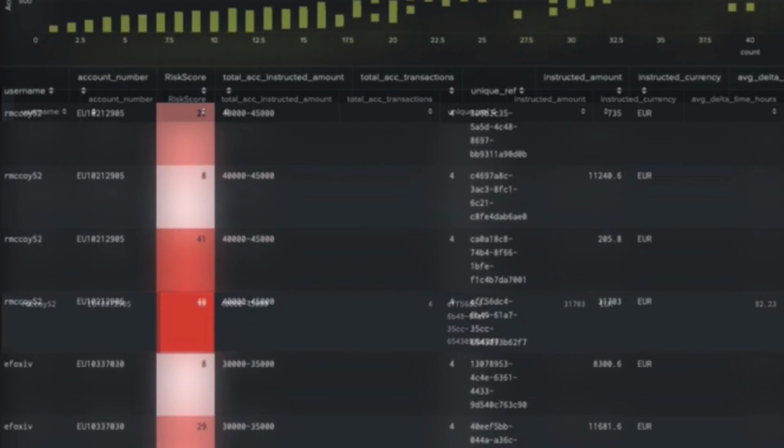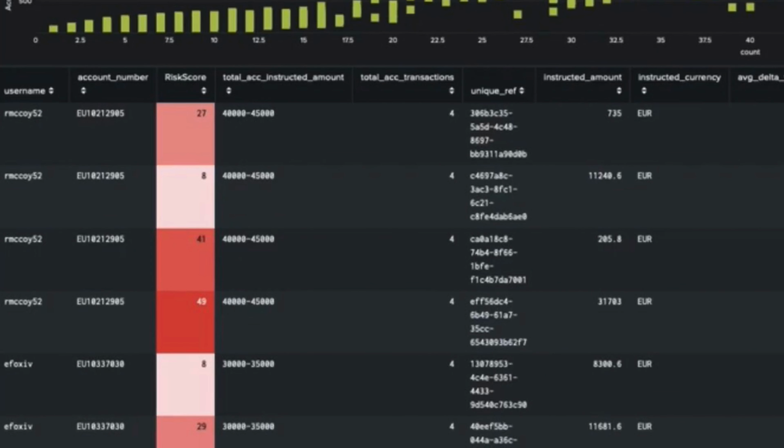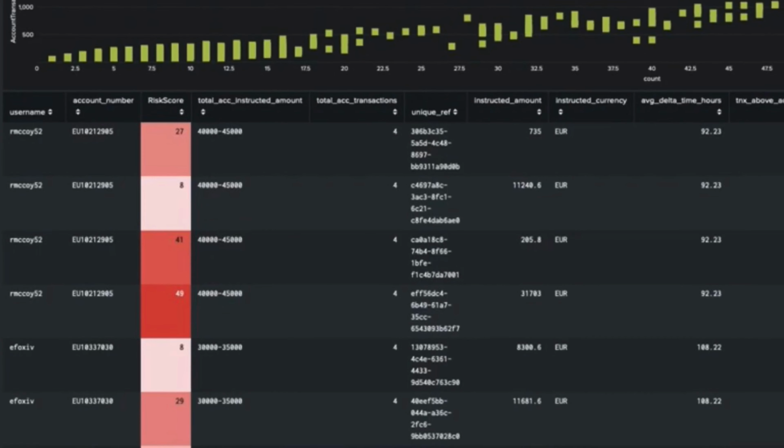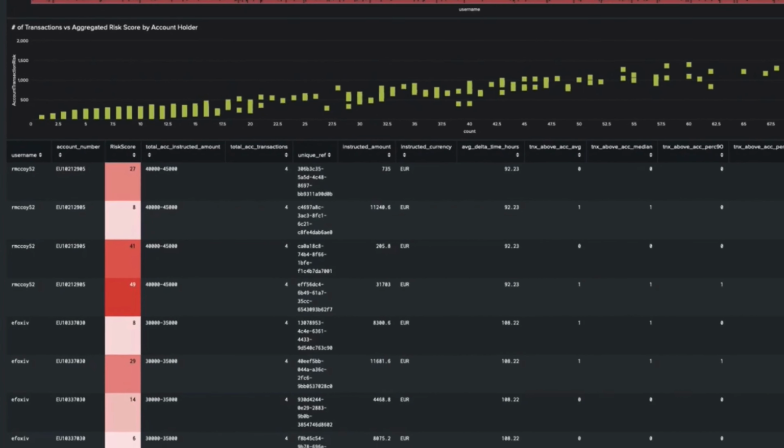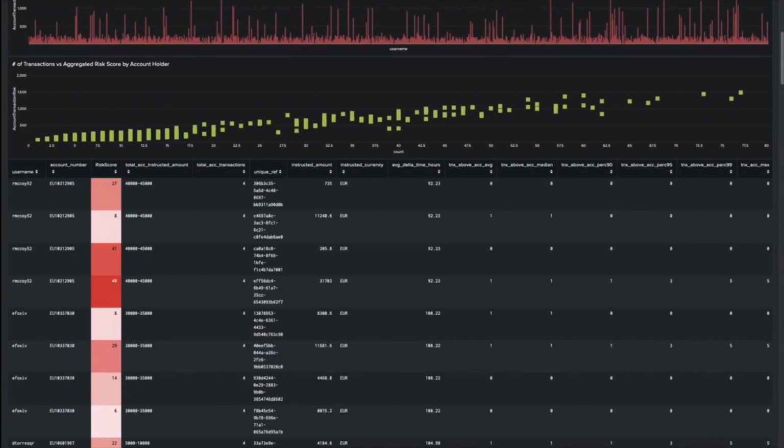Identifying suspicious transactions can help firms gain a better understanding into how transaction fraud takes place and put in place preventive controls to mitigate future occurrences. Now let's look at money laundering.